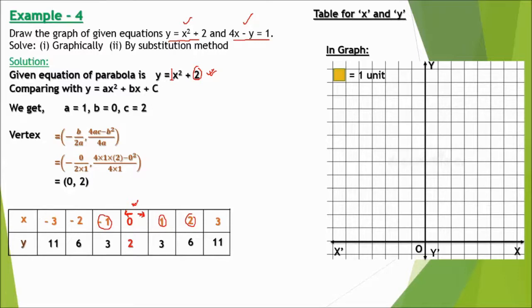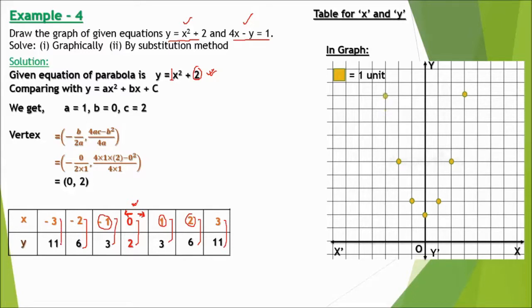Now first we have to plot the vertex, 0, 0, there, the yellow dot you can see, and next we are going to plot 1, 3. Next we are going to plot minus 1, 3. Next we are going to plot 2, 6. Next we are going to plot minus 2, 6. Next we are going to plot 3, 11. Next we are going to plot minus 3, 11.